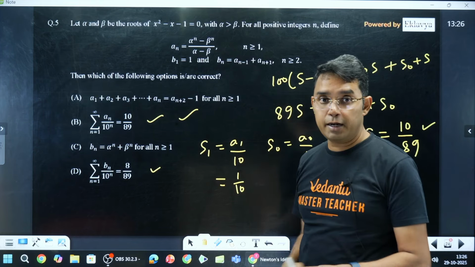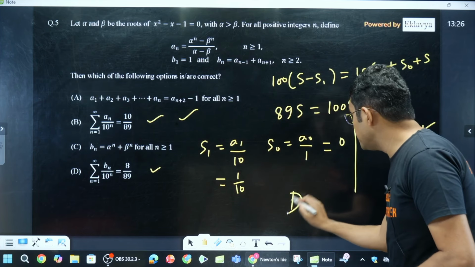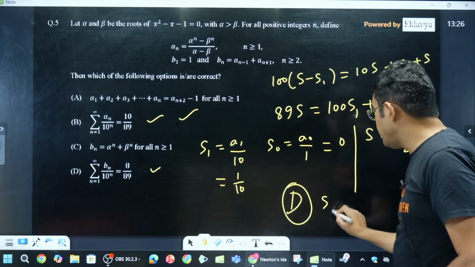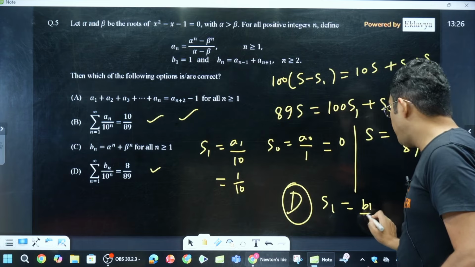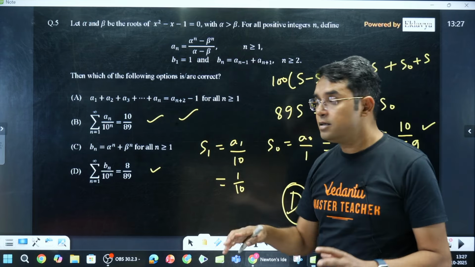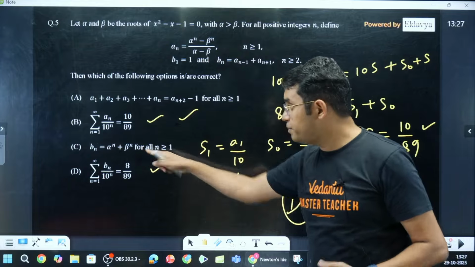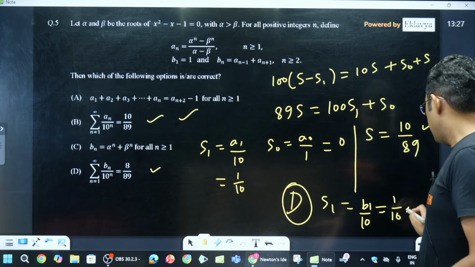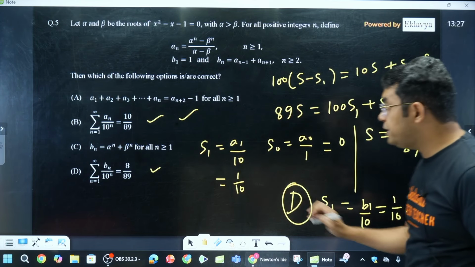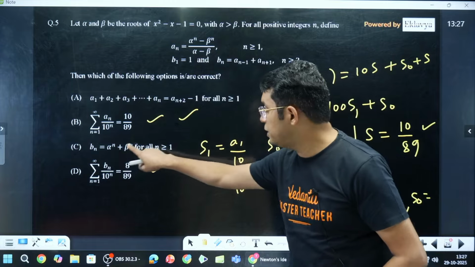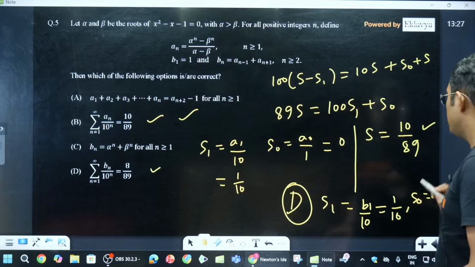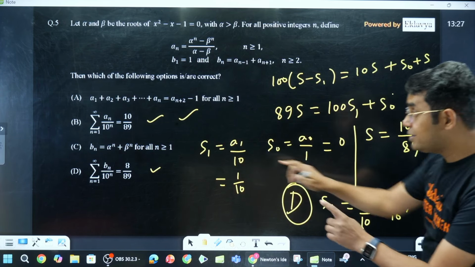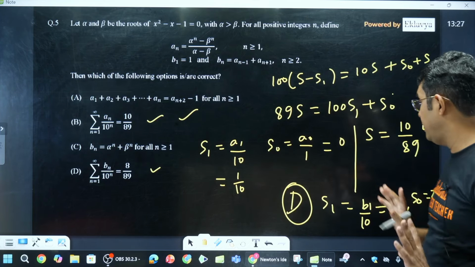Now if we do it for option D, in that case your S1 will be B1 upon 10, and because B1 is alpha plus beta, that will be 1 upon 10 only. But your S0 will be alpha power 0 plus beta power 0, so it will be 2. Here S0 was 0, and here S0 is 2 for the series Bn upon 10 power n.